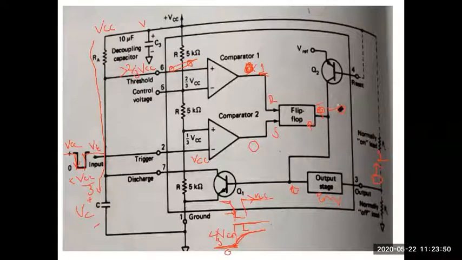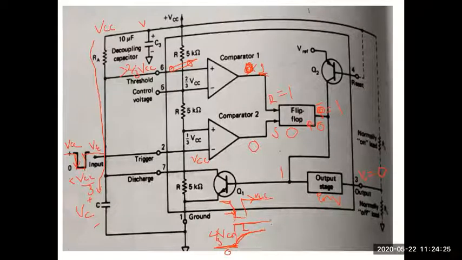Output Q, what should happen? Whenever R is 1 and S is 0, Q will be 0, reset. Flip-flop is in reset state. Reset pin is high. So if Q is 0, Q bar will be 1. So if Q bar is 1, what will happen to final output V0? The final output V0 is inverse of this Q bar. It will go to 0.